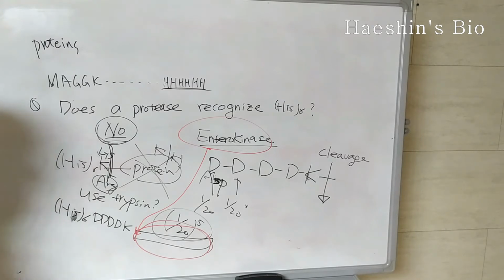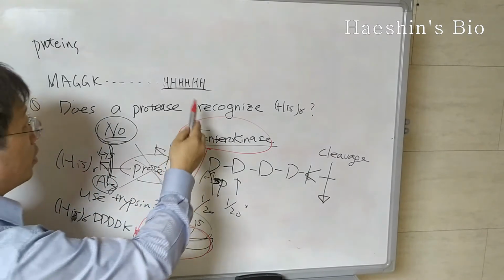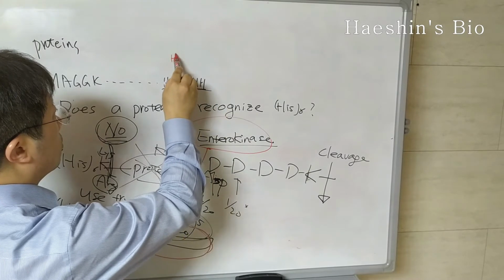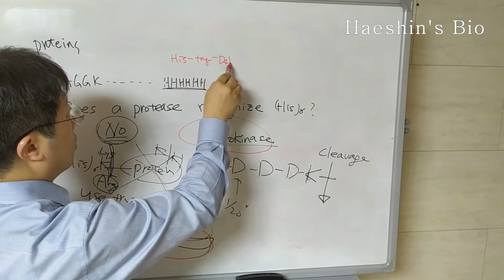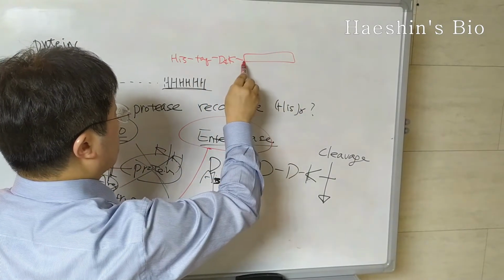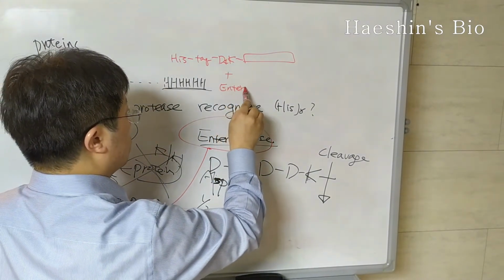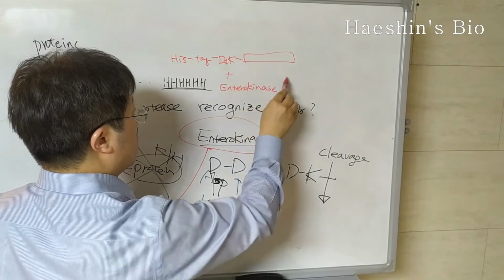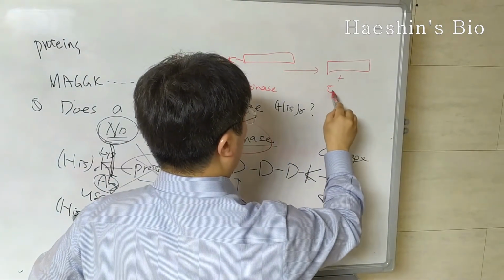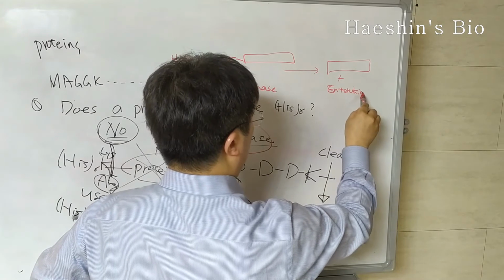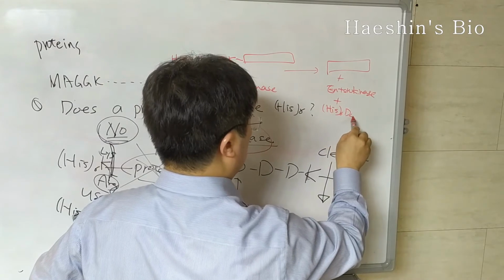There's also a disadvantage. I'm sorry for just keep saying disadvantage, but you have to think about it. You have the His tag, D4K, and the protein dissolved in solution. And then you add the enterokinase. This is an enzymatic reaction, a biochemical reaction. And then the products are your protein plus enterokinase plus a peptide remaining before K.